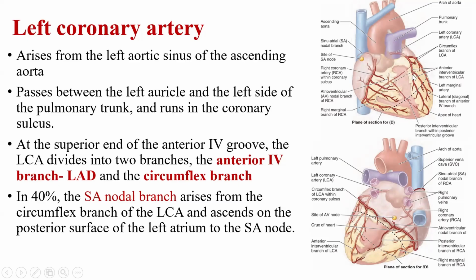That is the left anterior descending artery, that is LAD, that is the anterior interventricular artery, which runs in the anterior interventricular groove, and the second one is the circumflex artery. So in 40% of the cases, the SA nodal branch arises from the circumflex branch of the left coronary artery and ascends on the posterior surface of the left atrium to the SA node. So this is the first branch which comes from the left coronary artery, which is actually a branch of the circumflex artery in 40% of cases. As we know, in 60% of cases it arises from the right coronary artery.